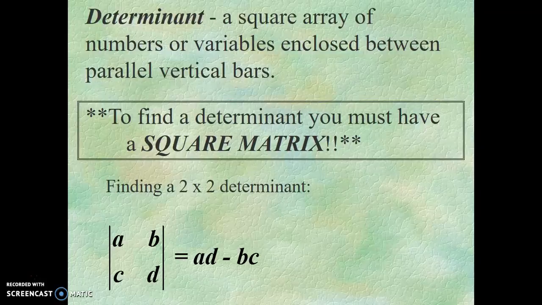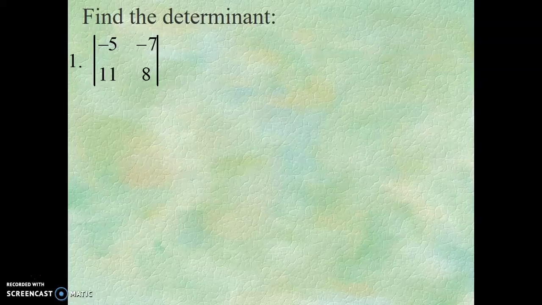Okay, so we'll start with finding a determinant for a 2 by 2 matrix. We'll use this as a base example. This matrix here on the screen, A, B, C, D, equals A times D minus B times C. So you notice that we're multiplying across diagonals, and we're always subtracting. So let's do a couple examples.